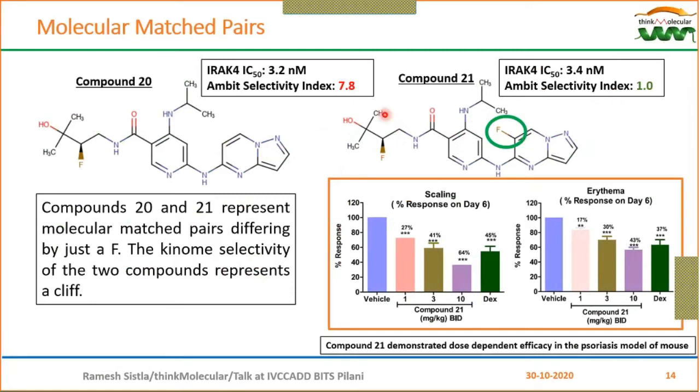So just by doing molecular matched pairs, you may not get a lot of information, other than the fact that your chemist can probably make the next compound. But when you investigate the matched pair in the structural context, it is kind of doing a reverse of what I explained till now.